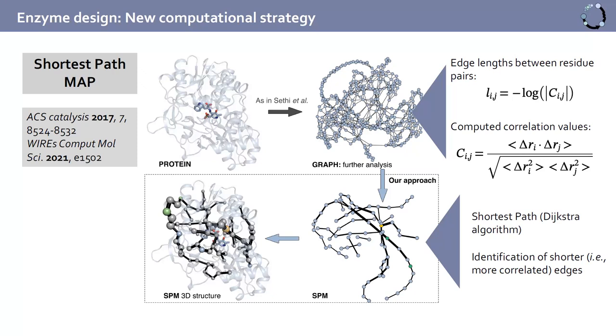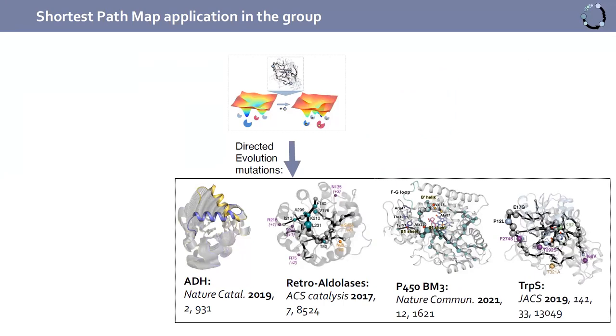Okay, so we did that. We applied it first to compare it with directed evolution. We applied it to different systems in which we have information about at least the positions that directed evolution targeted. Then we compared those positions with the ones we identified with our SPM and realized that many of those we identified, and if not, they make interactions with residues contained in the path.